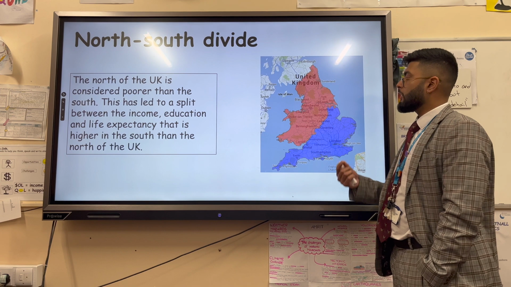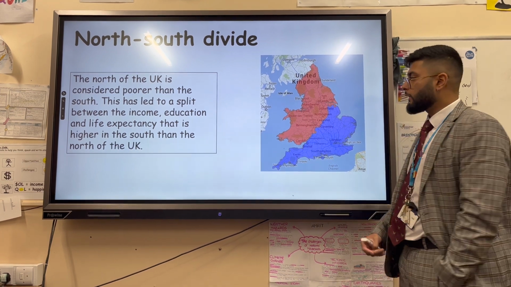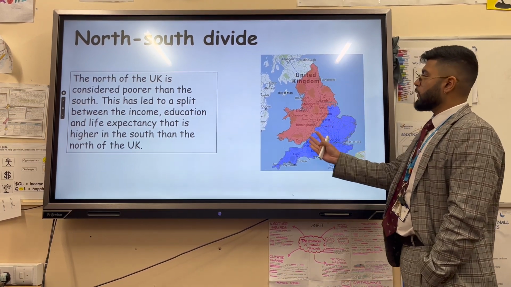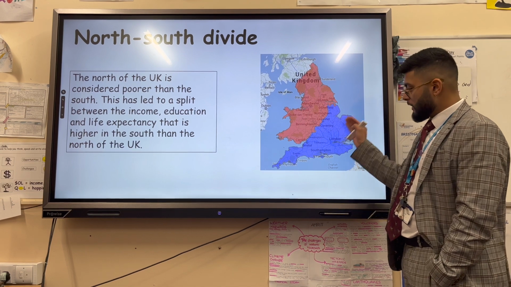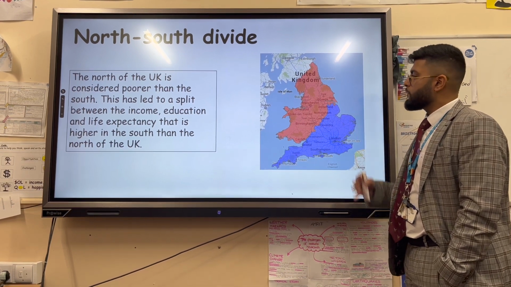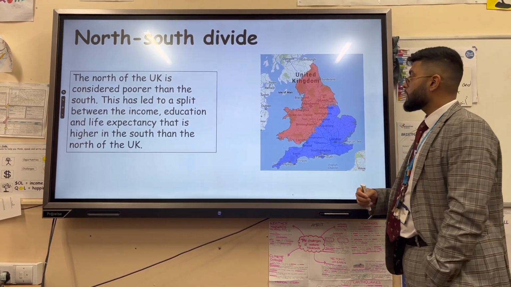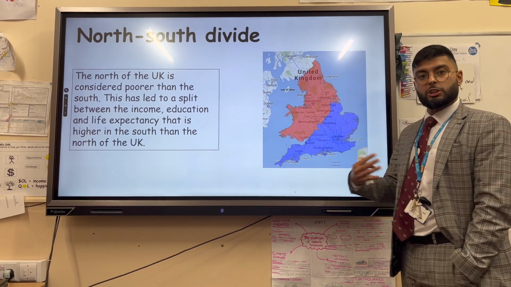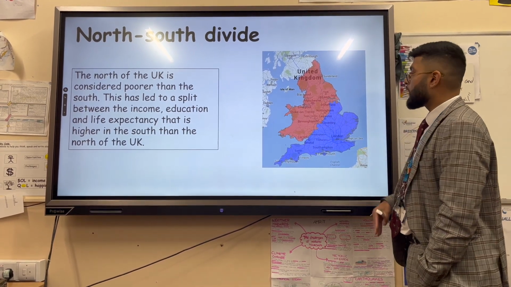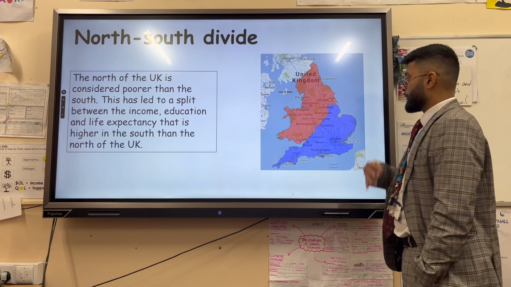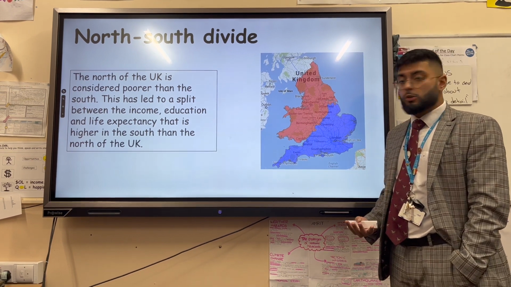The North-South Divide. So there is a divide in the UK, generally running from the north of the UK or England to the south of the UK. And generally the simplest way to think of it is the north is generally poorer and the south is generally richer. There are also other elements to the North-South Divide as well.